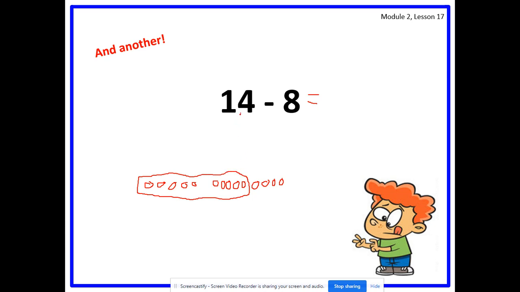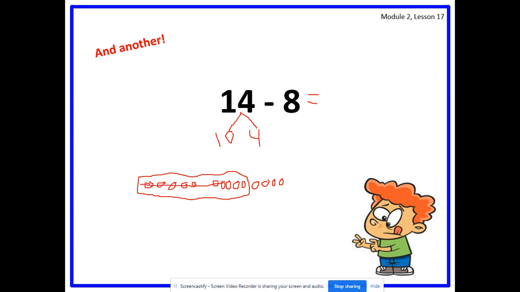Next, you should have decomposed 14 into 2 parts to match your picture. How many circles inside the frame? Get ready. Yes, 10. How many outside the frame? Get ready. Yes, 4. So now we identify the number being taken away. How many are we taking away in 14 minus 8? Get ready. Yes, 8. So that means we have to cross off 8.